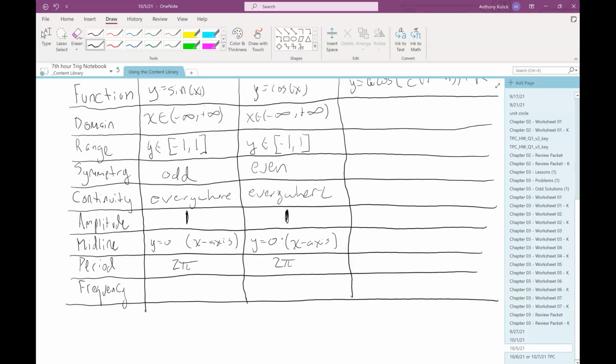The last thing we have to add to our table, for these 2 columns anyways, is the frequency. The frequency is defined as the number of periods per 1 unit length. So by that definition, the frequency is always just the reciprocal of the period. In our case of sine and cosine, that's just 1 over 2 pi.